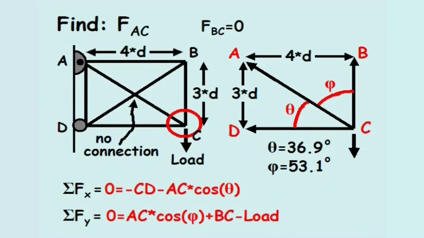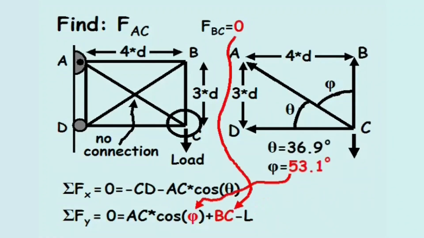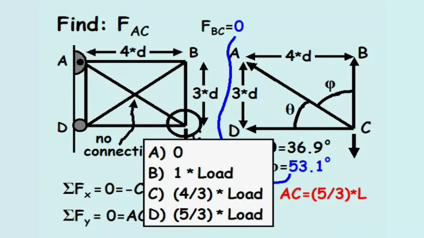For sake of convenience, the force in each member will be labeled by its connecting joints, and will represent the load with the letter L. Solving for the sum of the forces in the y direction, we learn the force in member AC equals 5/3 times the load, in tension. When reviewing the possible solutions, the answer is D.